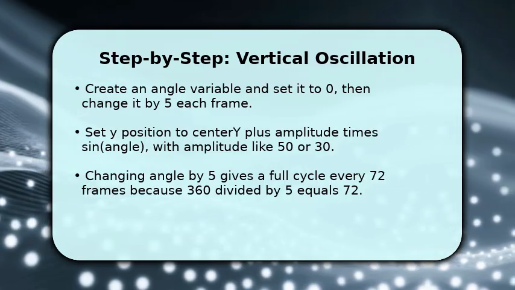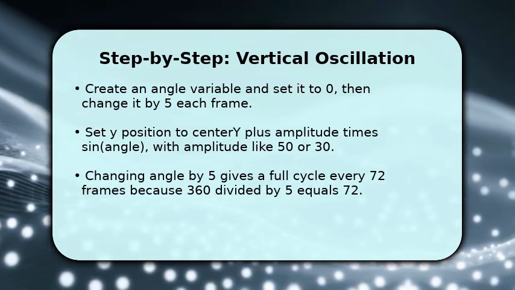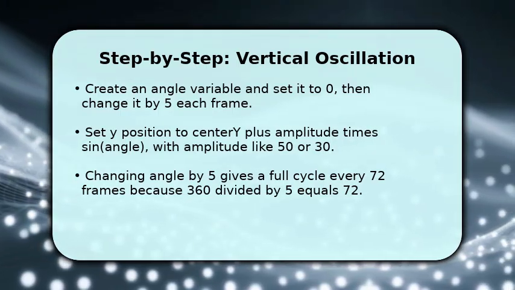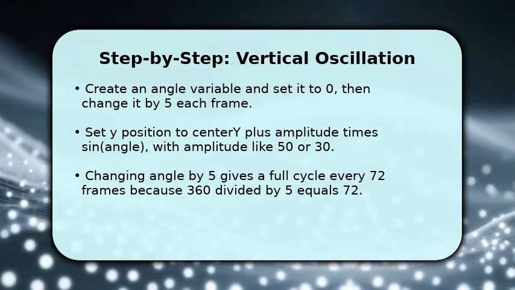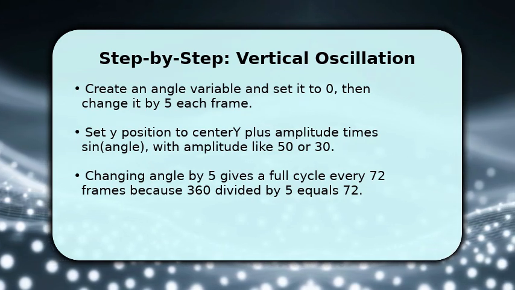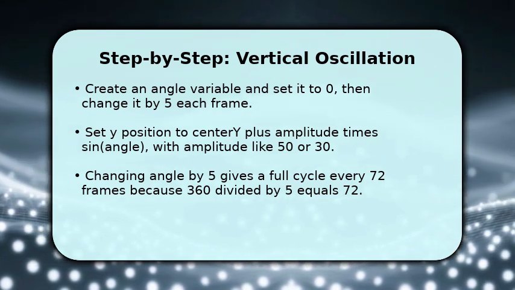Use an amplitude such as 50 pixels for large motion or 30 pixels for subtle motion. Changing angle by 5 means one full sine cycle happens every 72 frames. This approach produces steady, smooth vertical oscillation for your sprite.